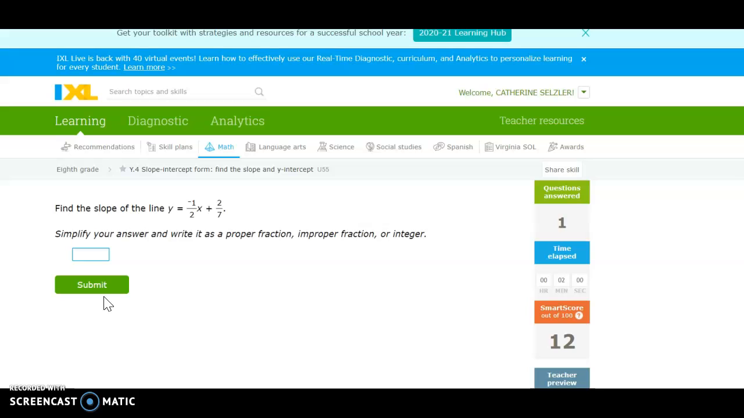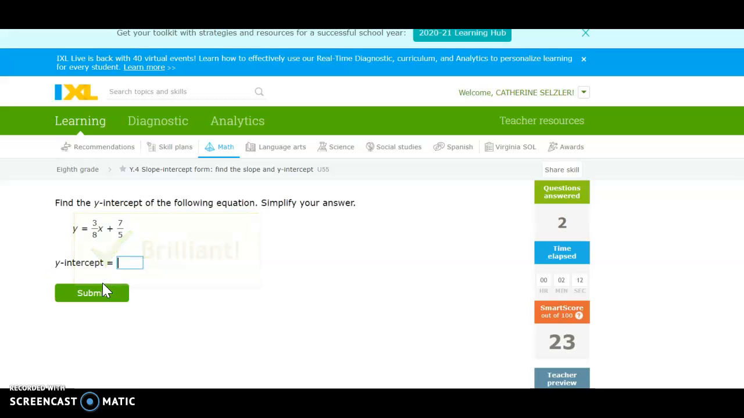If that number were a negative number, like this one, I would need to include that. So find the slope of the line. My slope is directly in front of x. So this is -1/2. Now be careful. Just when you're comfortable finding the slope, they're going to say find the y-intercept.